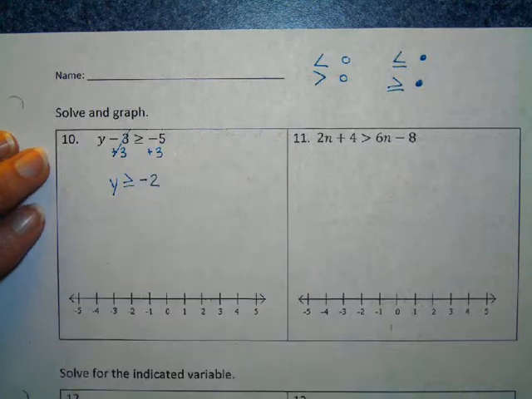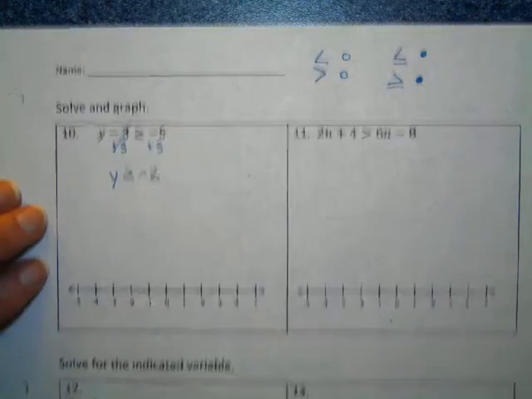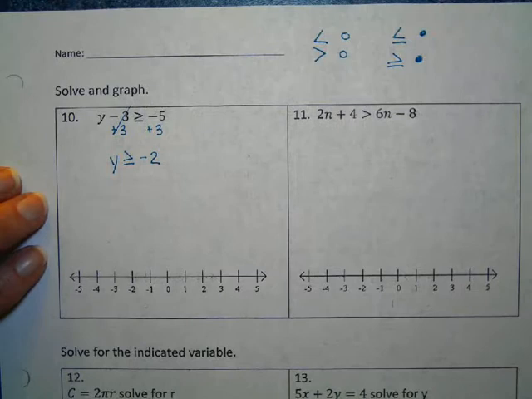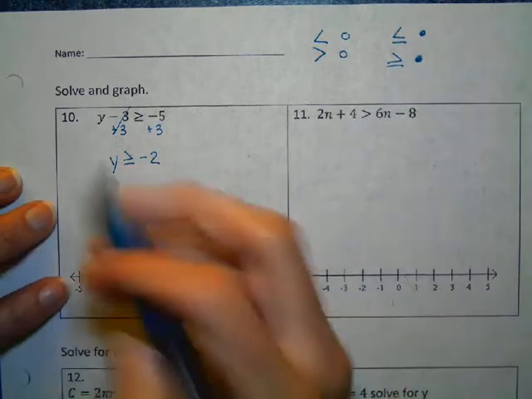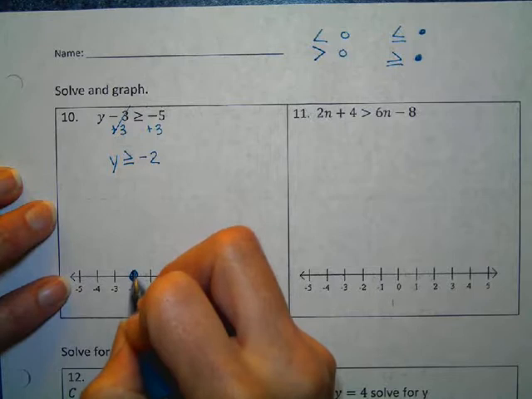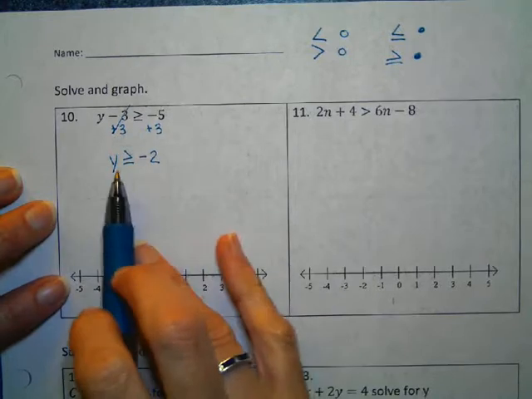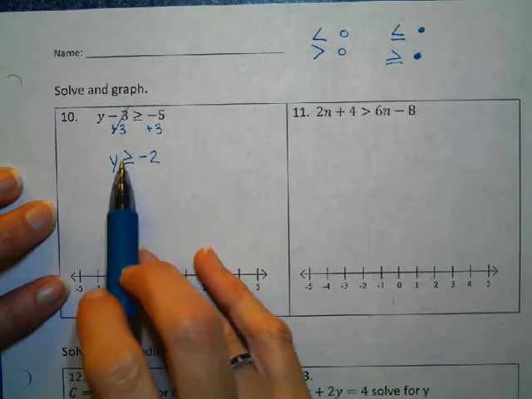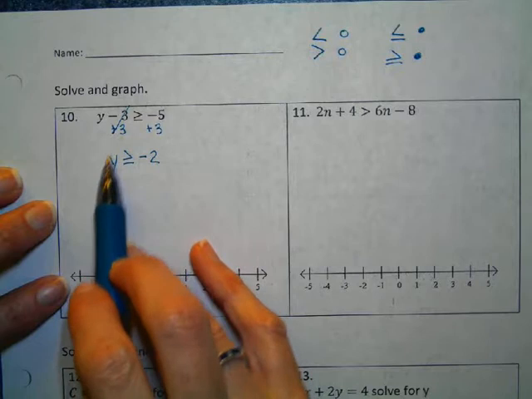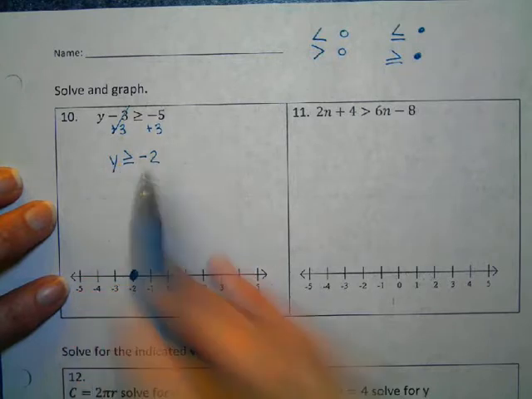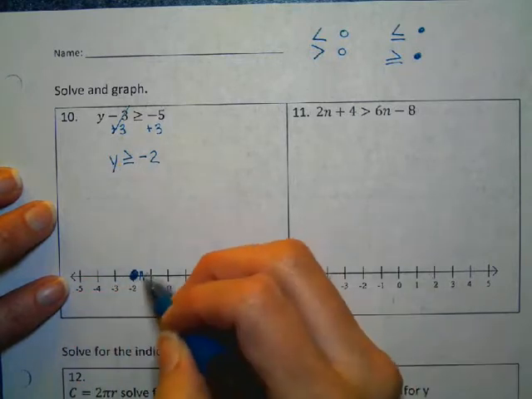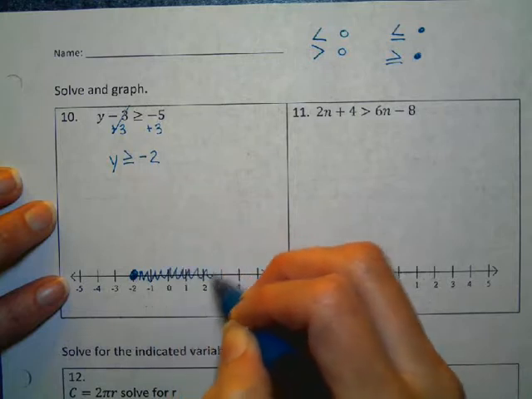Okay, negative 5 plus 3 is negative 2. Look at our little cheat chart up here. If it has a line under it, it's going to be a closed dot on that number. And this is greater than, the big side or the mouth side is open towards the y. So we want numbers that are bigger than negative 2. So all these numbers to the right here are bigger than negative 2.